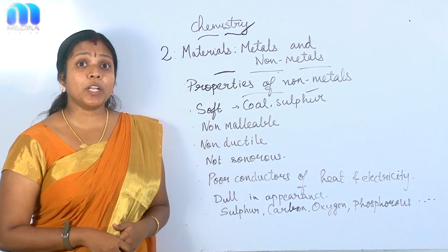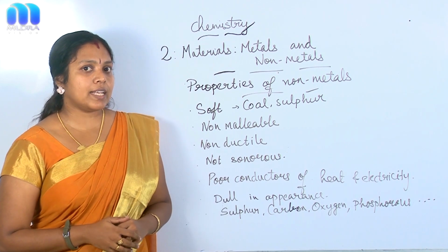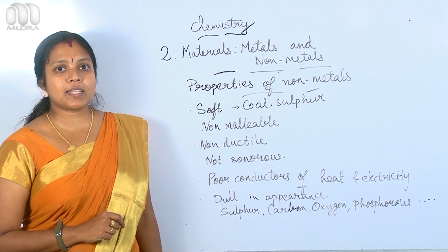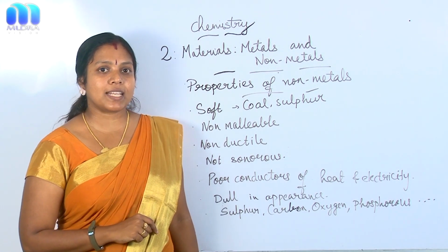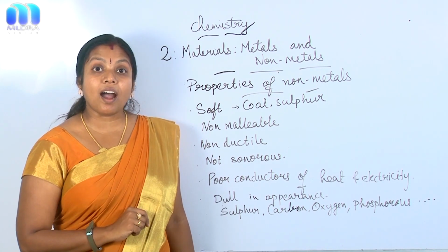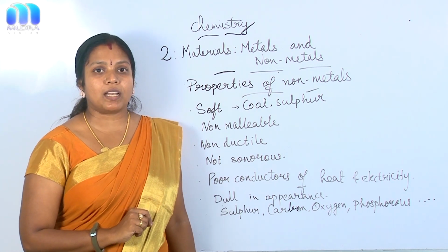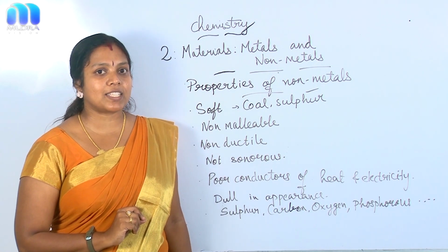Okay. Next is the properties of non-metals. Properties of metals we studied. Next, properties of non-metals. First one, most of the non-metals are soft in nature, but there is an exception, diamond. Diamond, you know? Yes, it is hard in nature. That is the main exception in the case of non-metals. Most of the non-metals are soft in nature, but diamond is an exception.